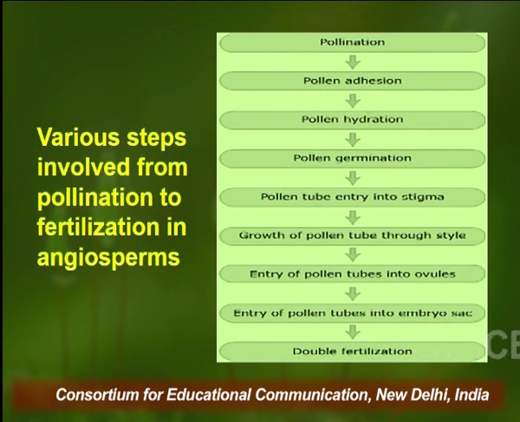Now, this is a quick recap of what we have been talking about, that is the various steps which are involved from pollination to fertilization in angiosperms.